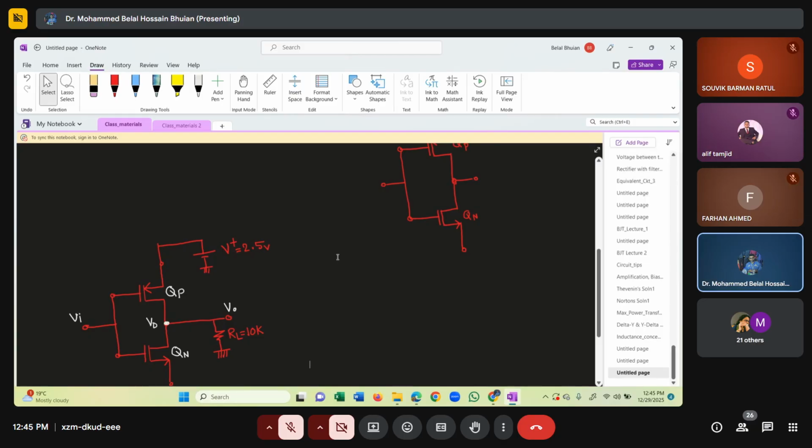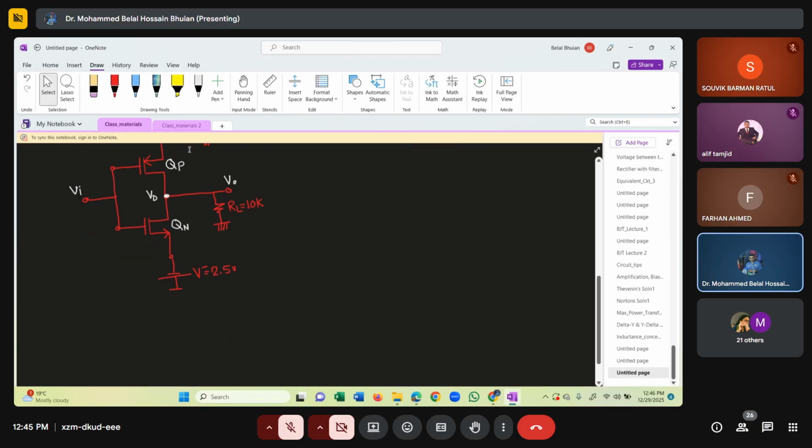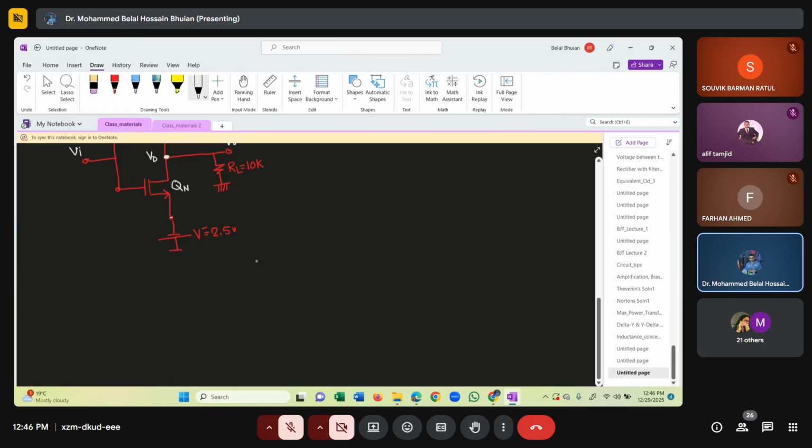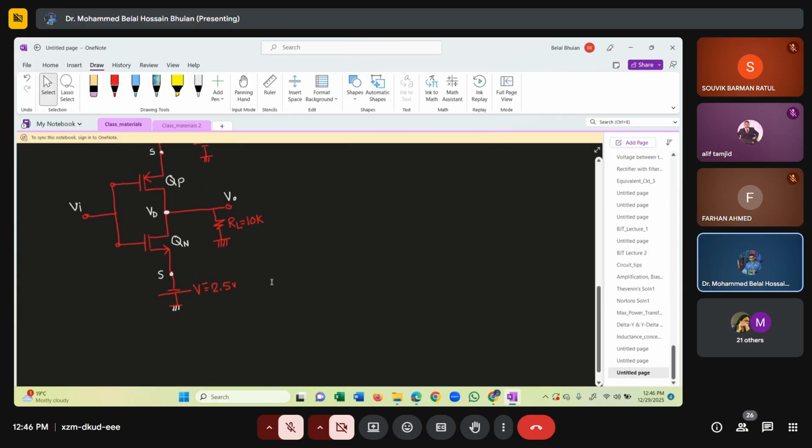So what do you have here? The source terminal of the P MOSFET is connected to a DC voltage source of plus 2.5 volt. The source terminal of the N MOSFET is connected to a DC voltage source of minus 2.5 volt. And output is realized across a load resistance RL of 10K. This is where we apply the input signal, and this is where we obtain our output signal.